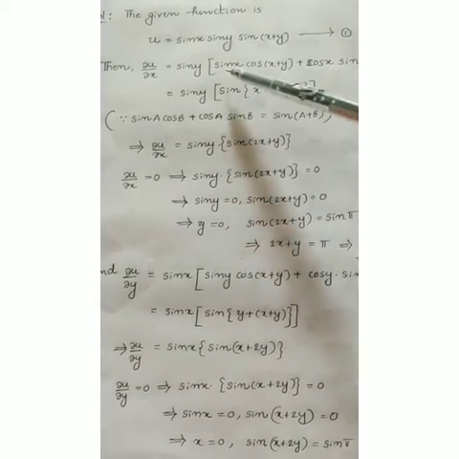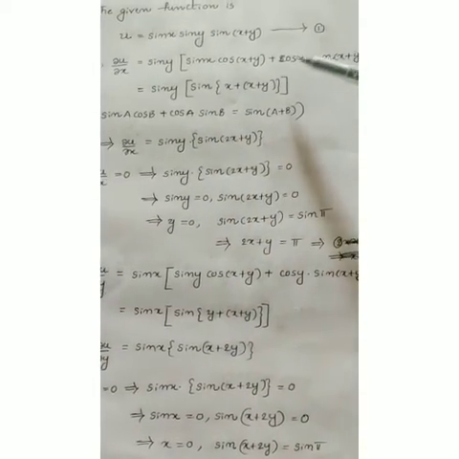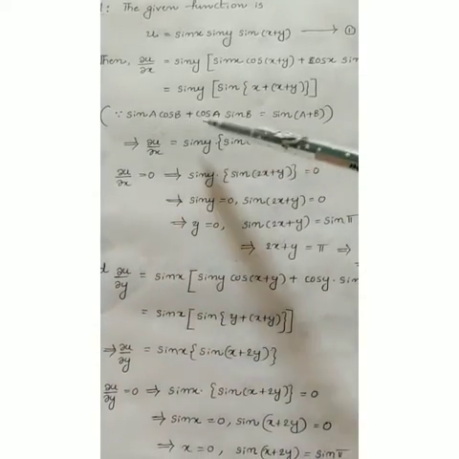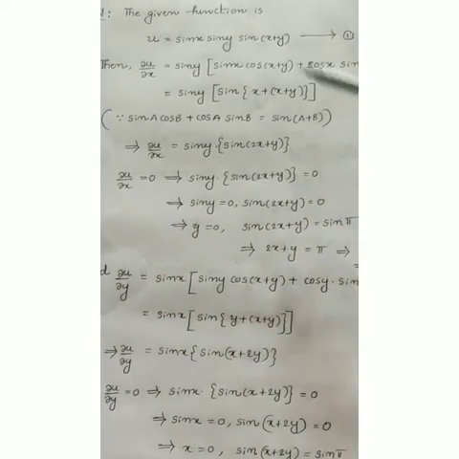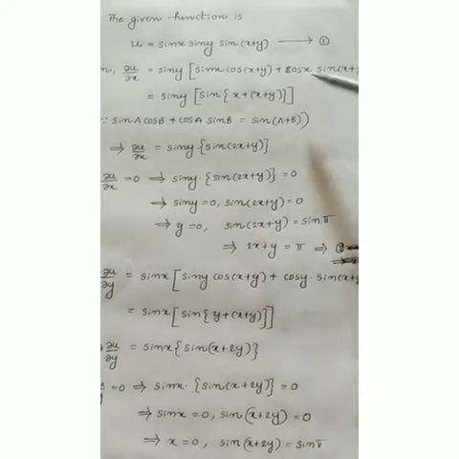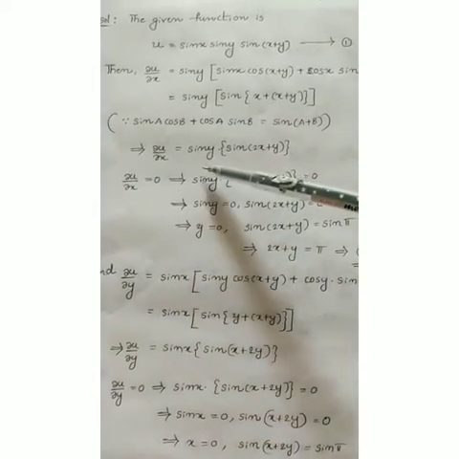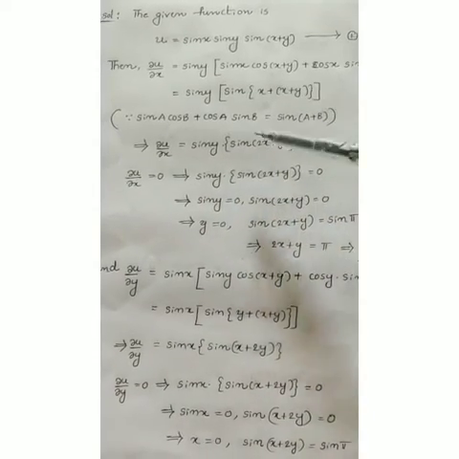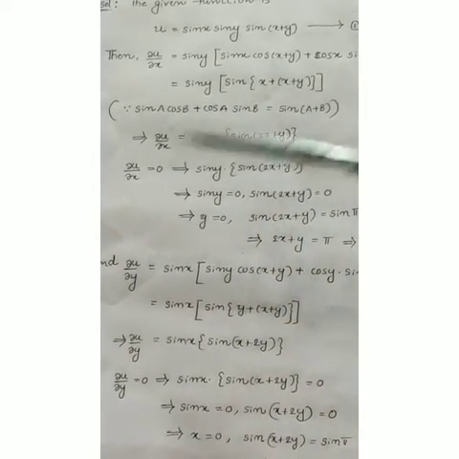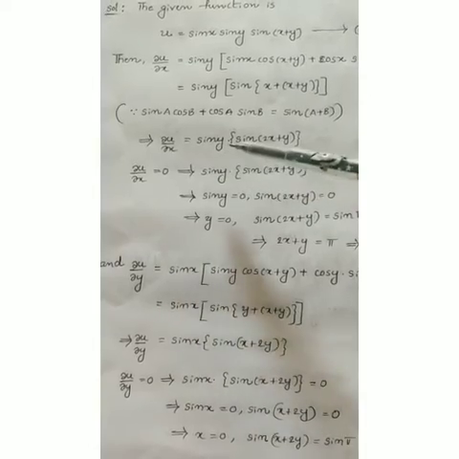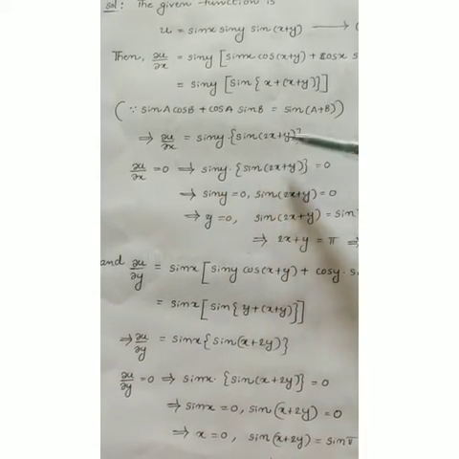so this is in the form of sin a cos b plus cos a sin b. So sin a cos b plus cos a sin b formula is sin of a plus b. So here this can be written as sin y into sin of x plus x is 2x, so sin of 2x plus y. So dou u by dou x value is sin y into sin of 2x plus y.